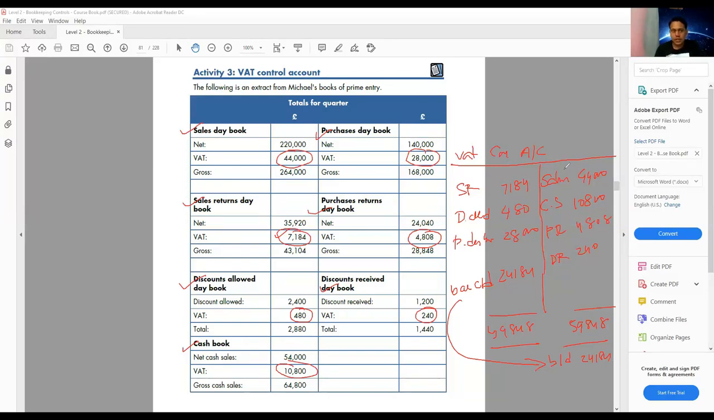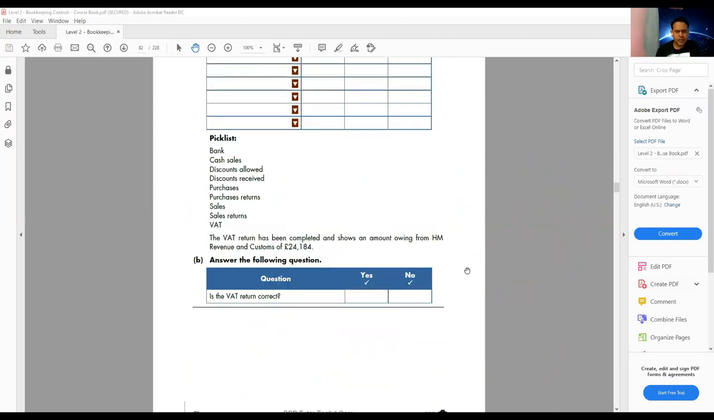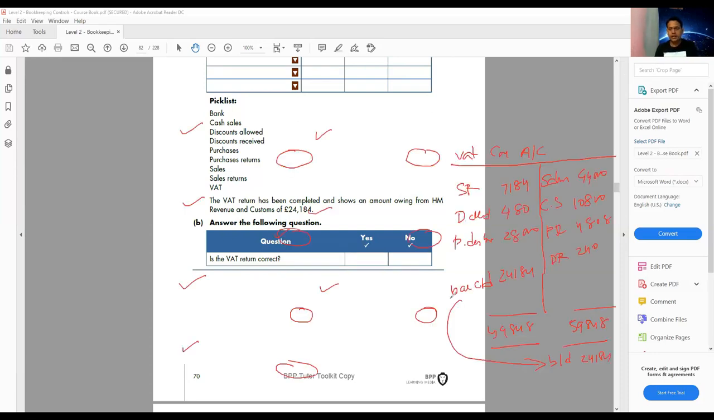All right. That's good. So let's move on to our next topic. I think this is the end of the chapter. So how much, 24,184? There is a question here, question number B. They are saying the VAT return has now been completed and shows an amount owing from HM Revenue and Customs, 24,184. Is the VAT return correct?